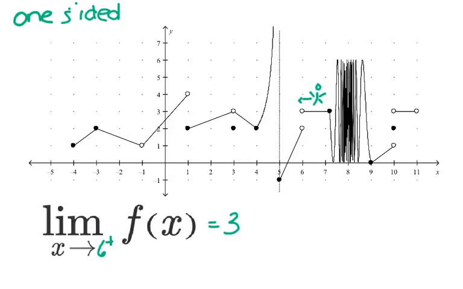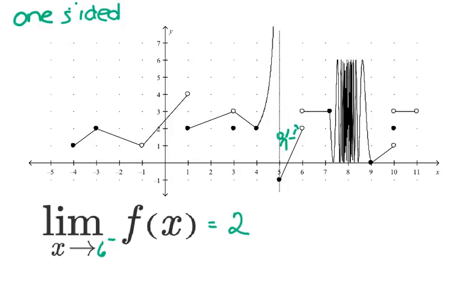Now let's go from the other side. Imagine walking in from 6 on the left side, from values below 6. So where does my stick figure go now? My stick figure is right here, and as my stick figure walks towards x equals 6, the y value my stick figure is walking towards is 2.